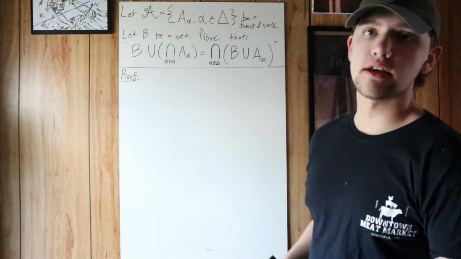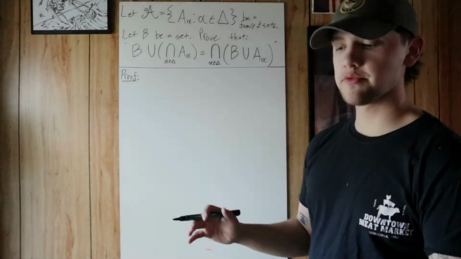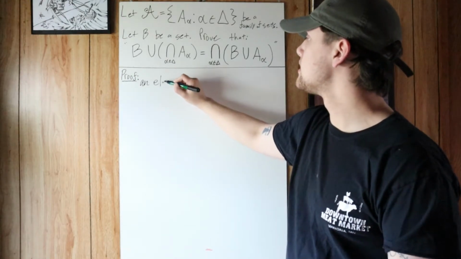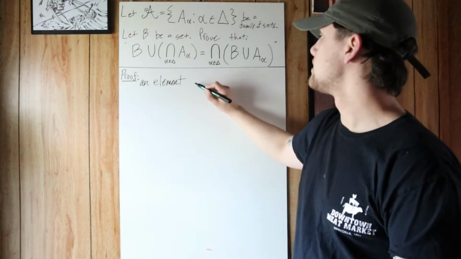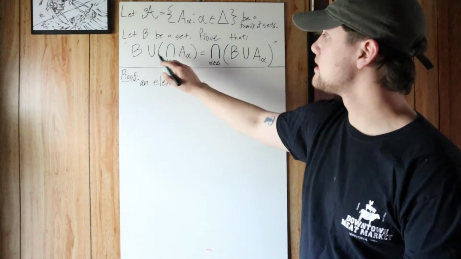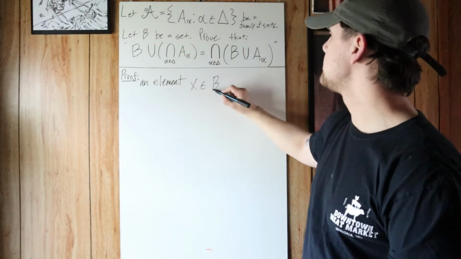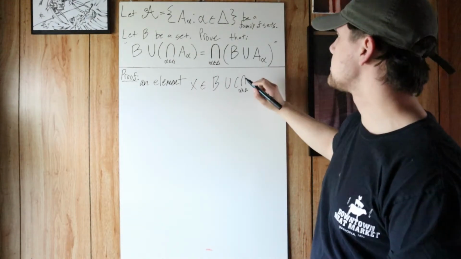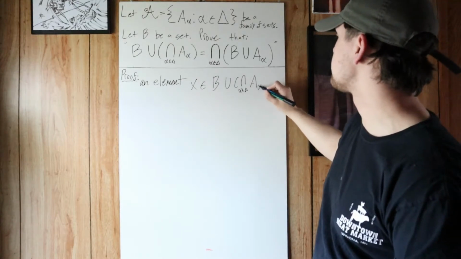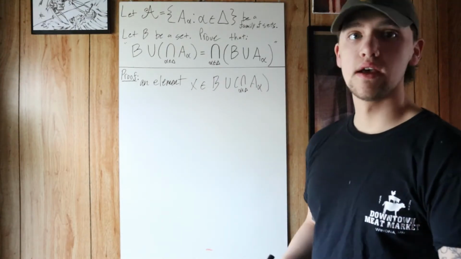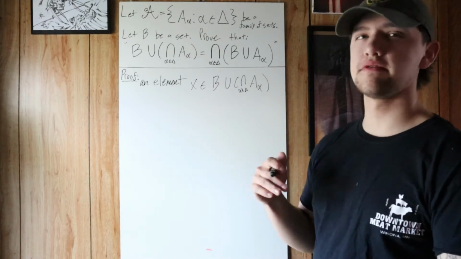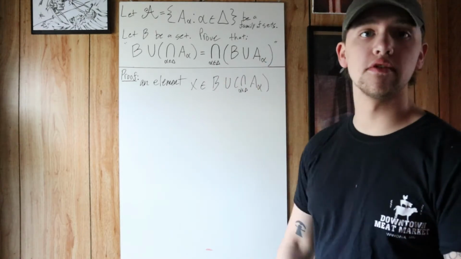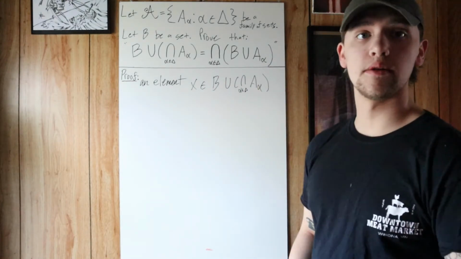So the strategy for proving this is, first we need to denote an element X is within our set B unioned with the intersection of our alpha within the index family of A subscript alpha. And essentially we're just going to follow the set logic down the stairs to get to the right side of our equality up top here.